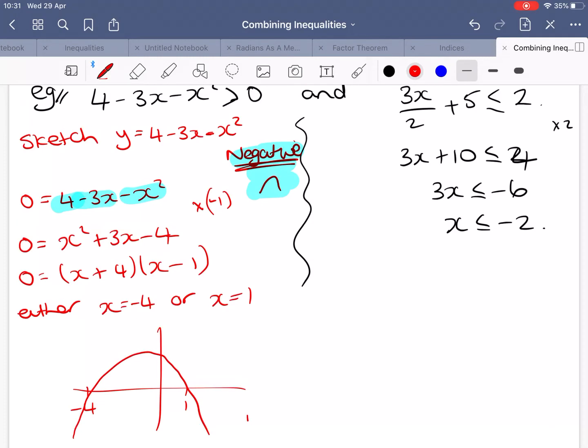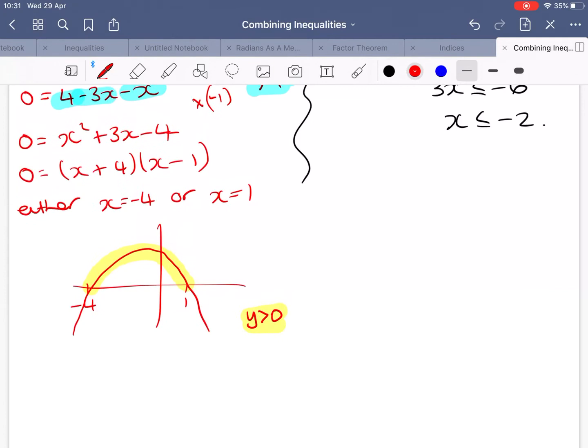Now we want the region when y is greater than 0, because again, looking back here, my equation is greater than 0, so y is greater than 0. So that's this region above the x-axis. So my inequality becomes, my x has to be between minus 4 and 1. The way we write that is minus 4 is less than x is less than 1.